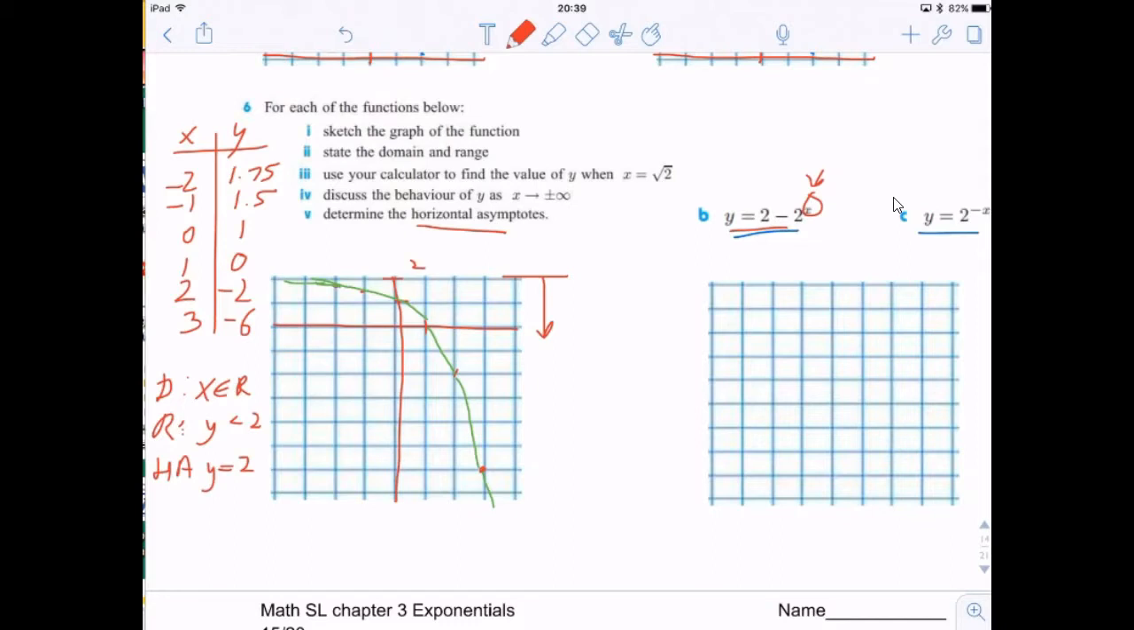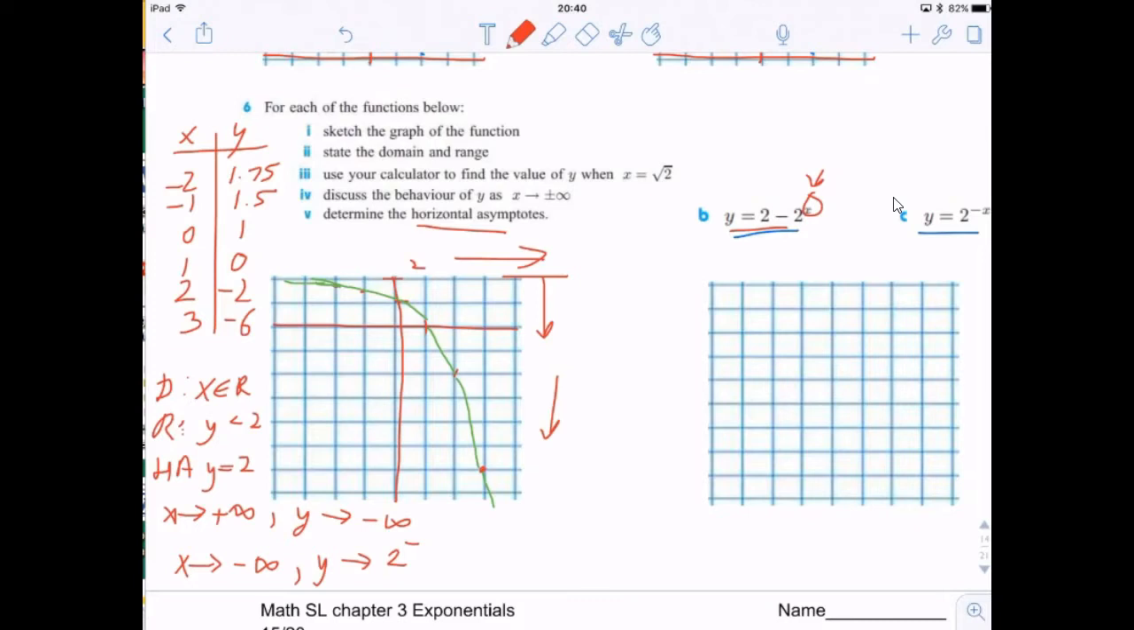Use your calculator to find the values of y when x equals square root of 2. And then I'll go back and do that. And discuss the behavior of y as x goes to positive infinity or negative infinity. Okay, so what happens to the graph as we go infinitely to the right? Well, it goes infinitely down, okay, because there is no asymptote. So we'll say as x goes to positive infinity, y goes to negative infinity. What about when x goes to negative infinity? When x goes to negative infinity, y approaches the asymptote, which is 2, and it approaches 2 from the bottom.